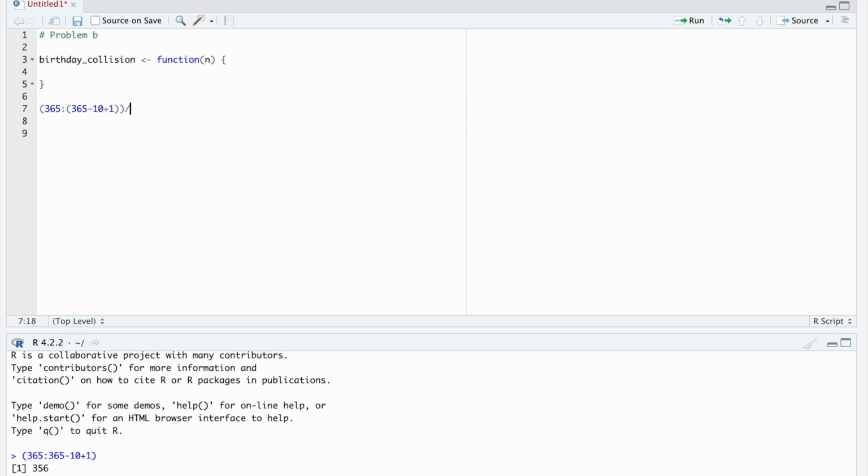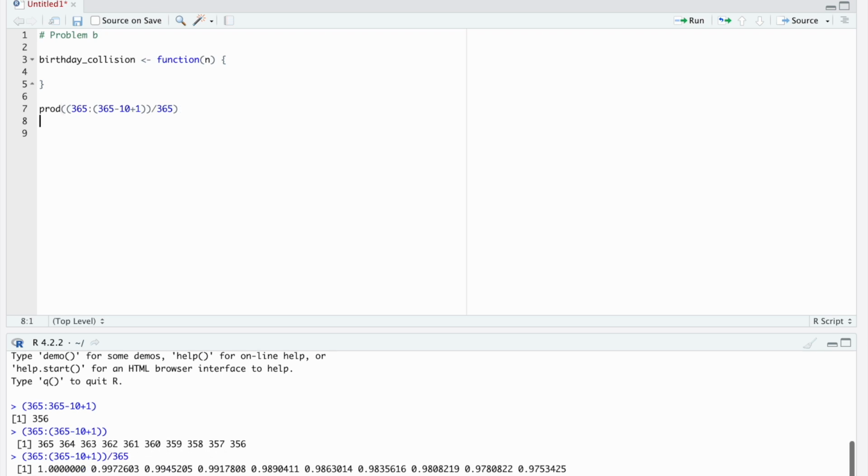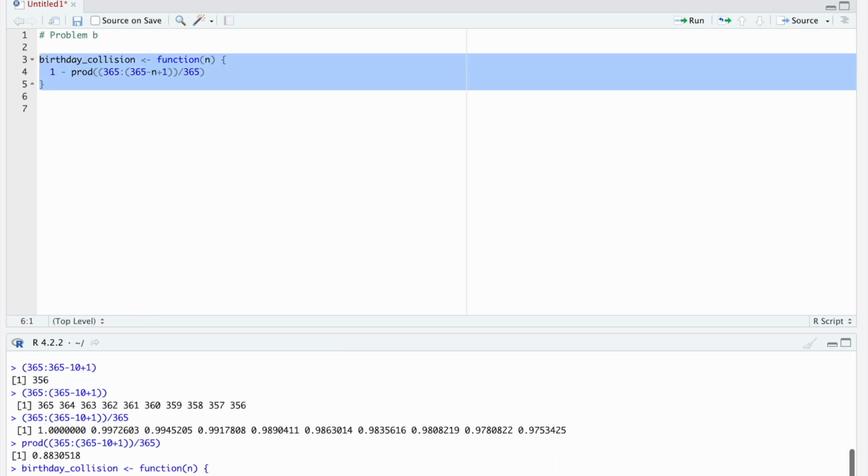And then we can, if we want to, divide each of these by 365. Okay, and then we can multiply these together. I think the command is prod for product. Okay, so this would be the case for 10, 1 minus this product. But of course, now 10 is going to be n. So here's our probability of birthday collision.